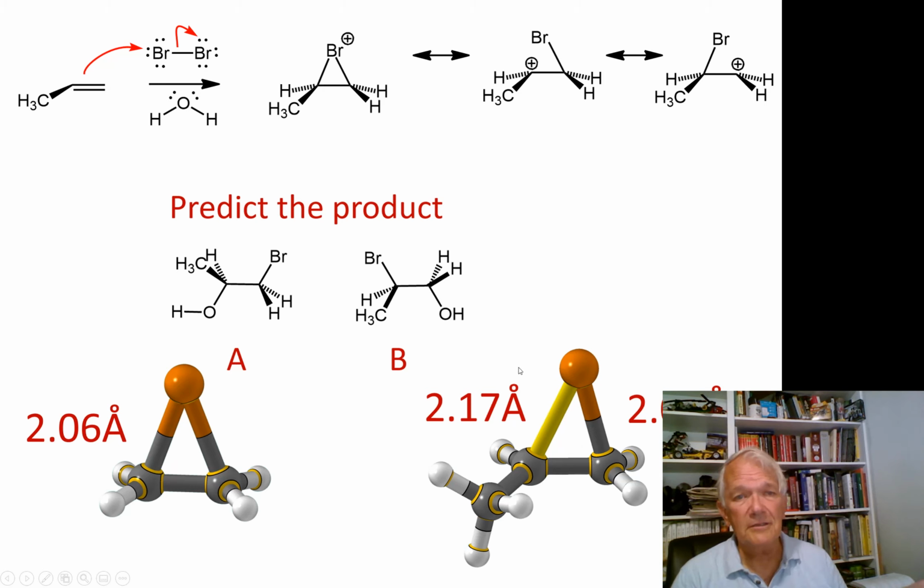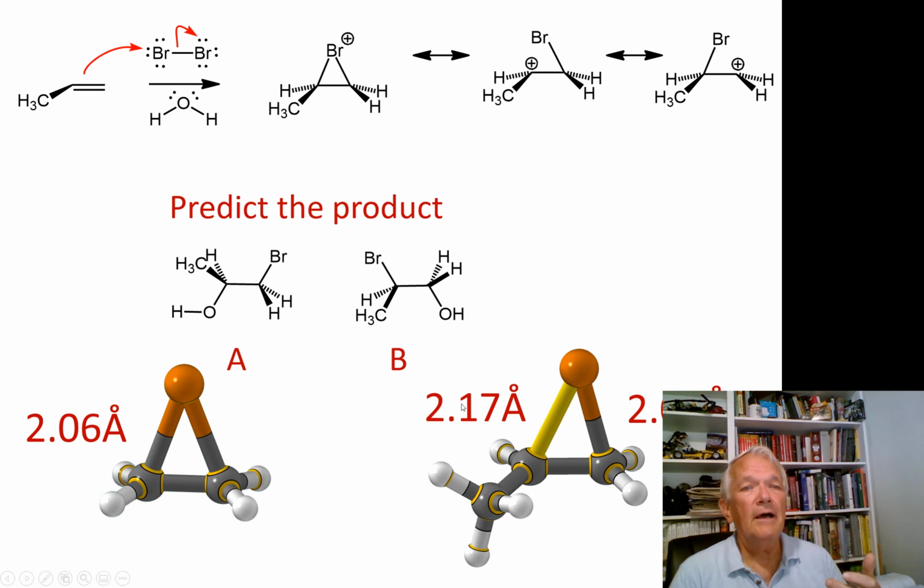It's not an isosceles triangle anymore. This is the weak bond. And of course, the weak bond has a lower lying antibonding orbital, which means the most readily attacked carbon is this one, because when the base comes in, it's going to go for this carbon because it's more acidic.